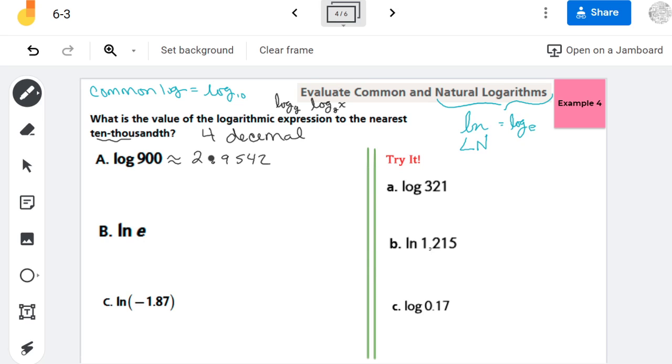Okay, so the log of 900 is about 2.9542. And that kind of seems reasonable, doesn't it? Because log is base 10, right? So 10 squared is 100, and 10 cubed is 1,000. So if I'm looking at 900, that's closer to 1,000 than 100, right? So whatever logarithm, whatever power, should be closer to 3 than 2. So that kind of helps you mentally check yourself, if that helps.